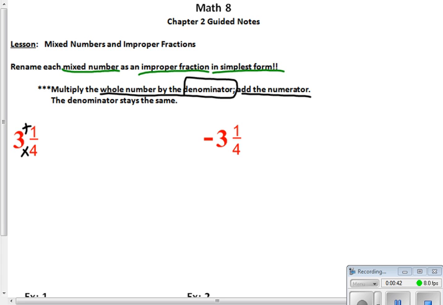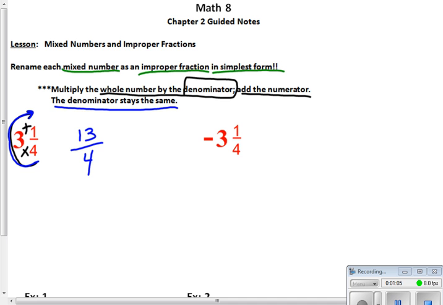You're working clockwise here, from the bottom to the top. And again, the denominator here would stay the same in the end. So when we work through our problem, we would have 4 times 3, which is 12. 4 times 3 plus the 1 is going to give us 13. Denominator stays the same.